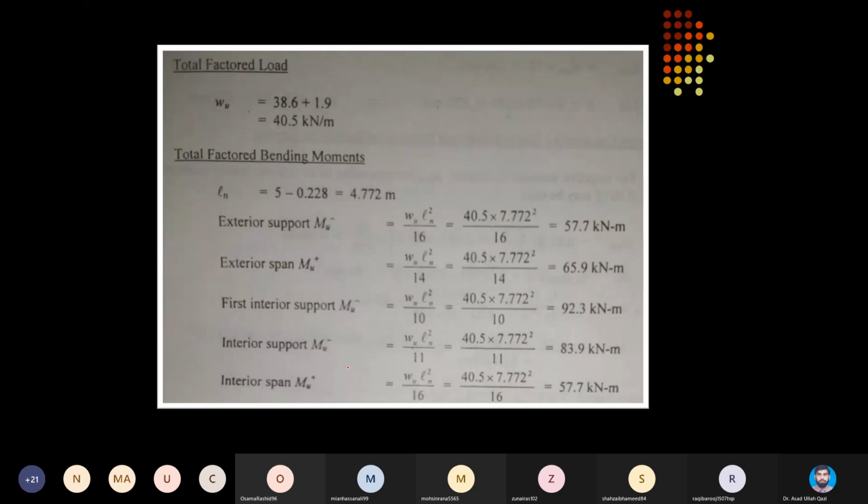So this load transferred from the slab as UDL, plus the factored load of the beam stem, together has given us a UDL on the beam. So I can sketch like this.